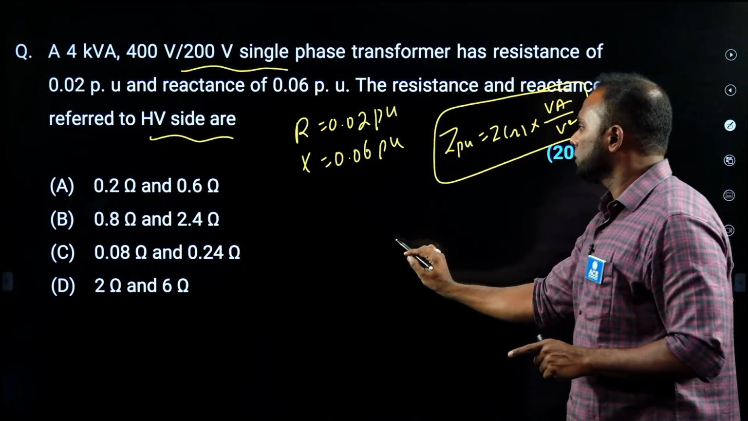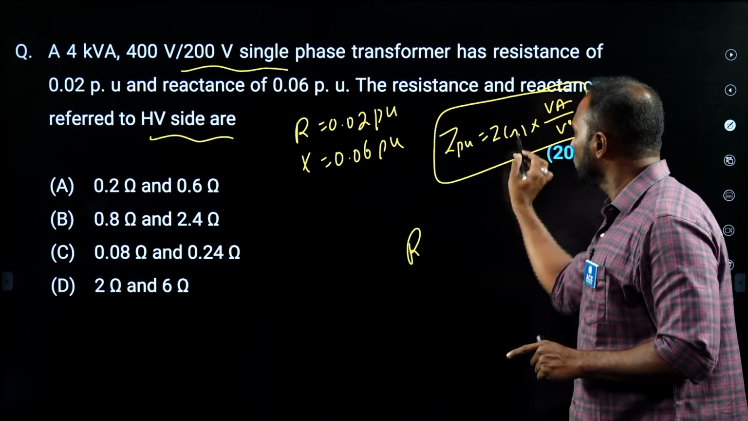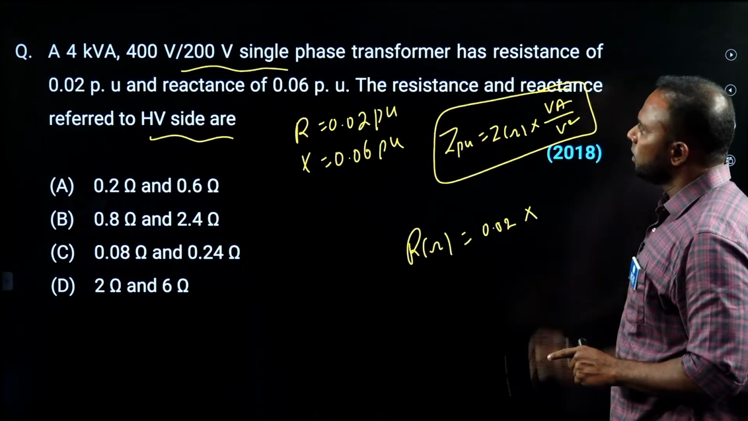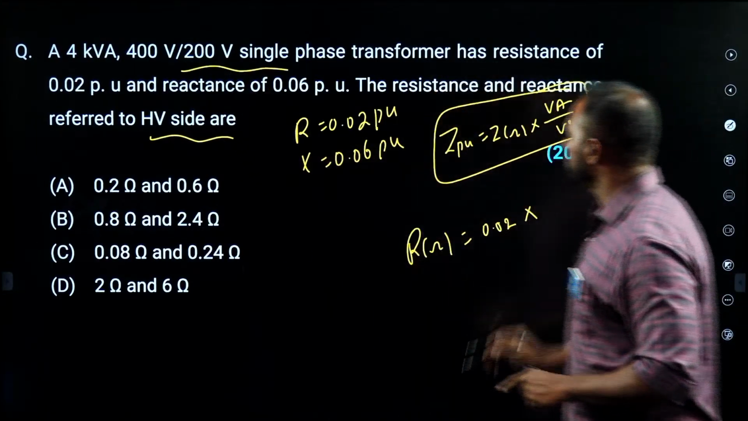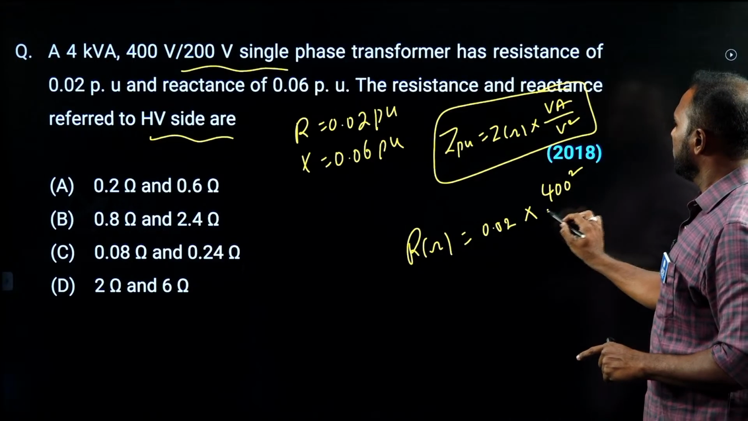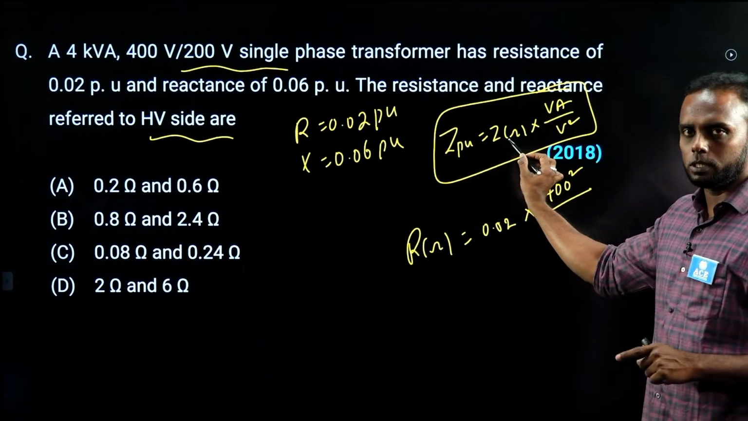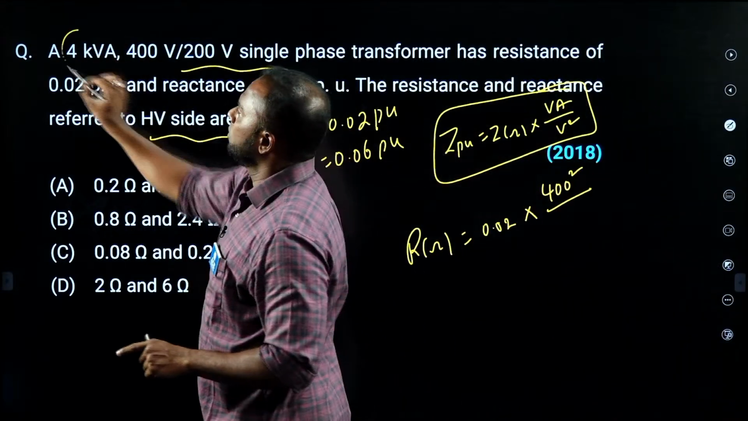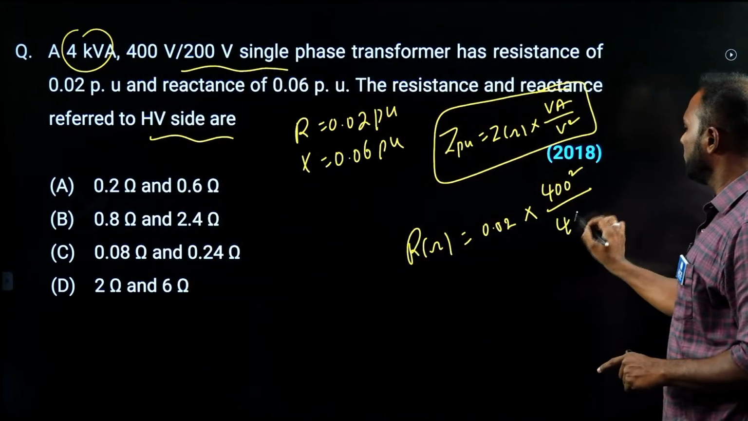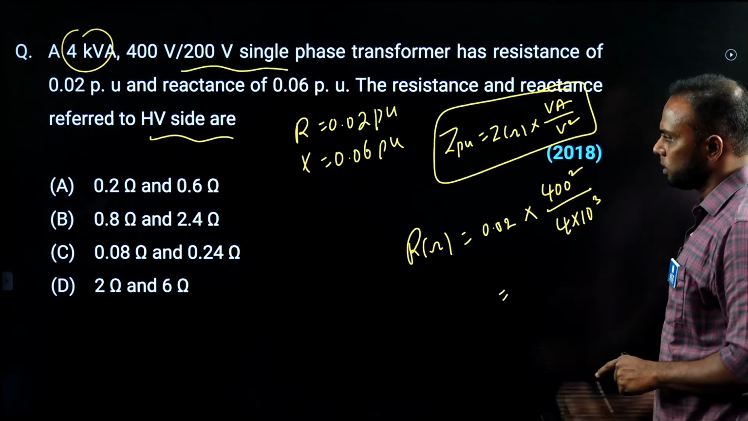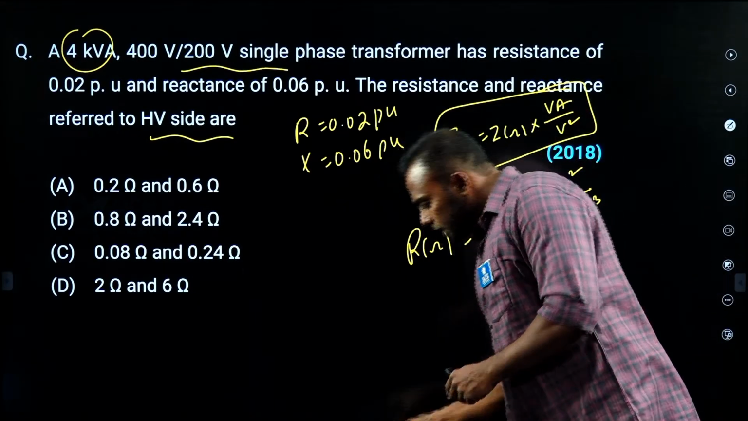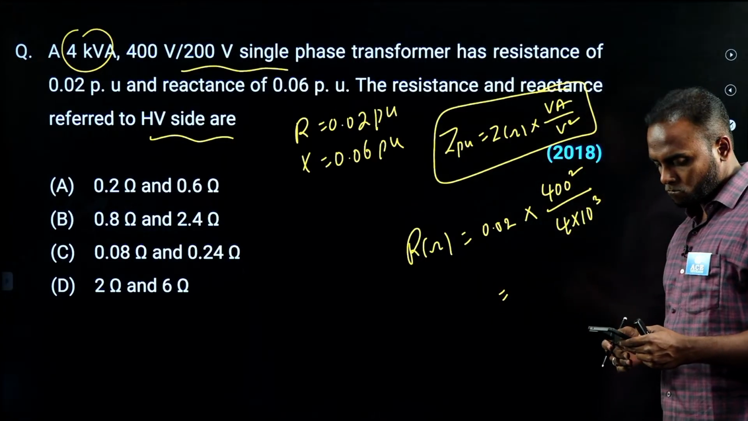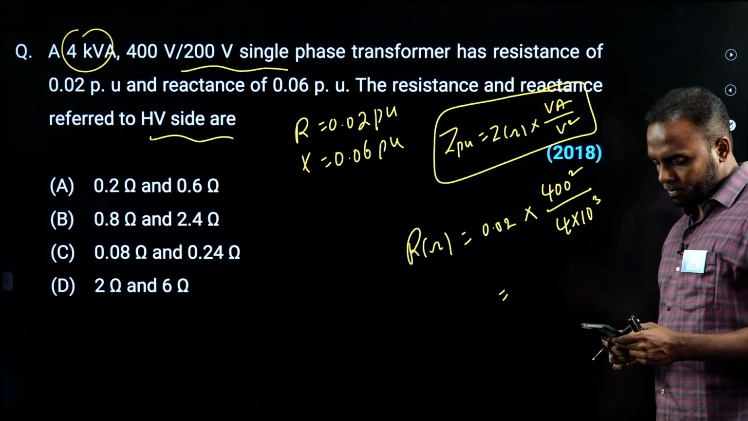Then what is the resistance value? Resistance in ohms required is equal to resistance per unit 0.02 into voltage square with respect to HV side, that is 400 square, divided by the kVA rating, which is 4 into 10 cube. Now simplify this. What is the answer? What is the resistance per unit? Answer is what?